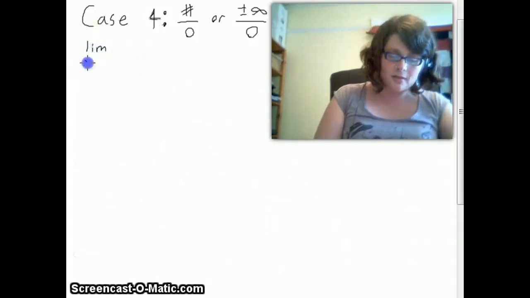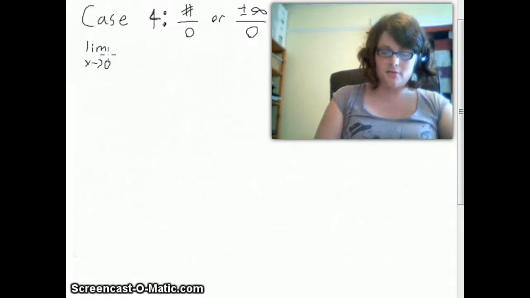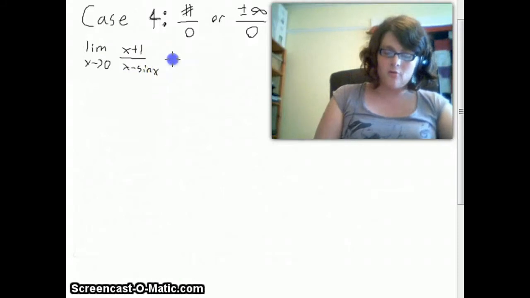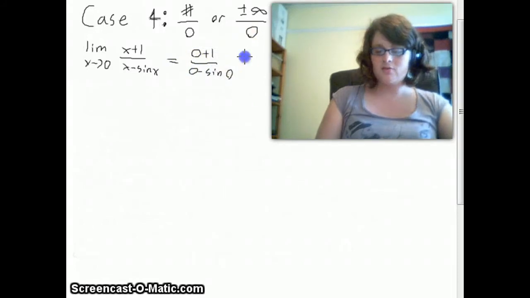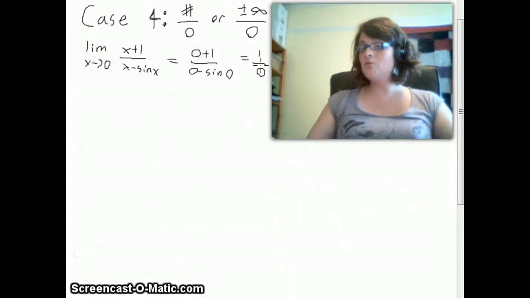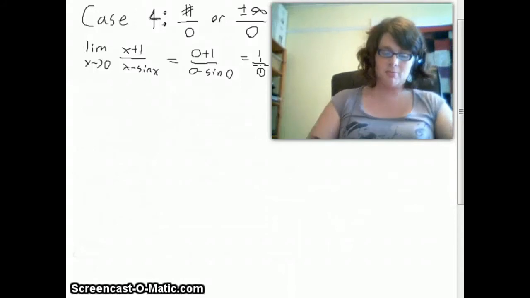To see how this works, I'm going to give you an example. Suppose we have the limit as x goes to 0 of x plus 1 over x minus sine x. Now, if we plug in 0 for x, we get 0 plus 1 over 0 minus sine 0. 0 plus 1 is 1, 0 minus sine 0 is 0. So in fact we have 1 over 0, which means we're dealing with a case 4 situation. Now the limit as x goes to 0 is a two-sided limit, because you can approach 0 either from the right or from the left. So we're going to deal with each of those two one-sided limits separately.